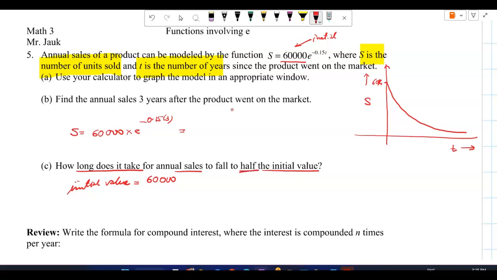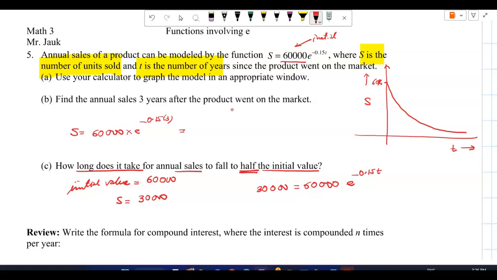What is half of that value? 30,000. So what will you do? You put S is 30,000, is equal to 60,000 E raised to minus 1.5 times T. And use your calculator. Solve, you can also do. Okay, I forgot how to do solve actually.